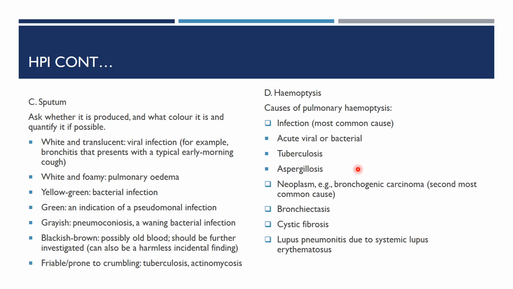So TB can also cause hemoptysis. There's also aspergillosis. Now this one, the color can differentiate. It can either be red or, what's the other color for aspergillosis?